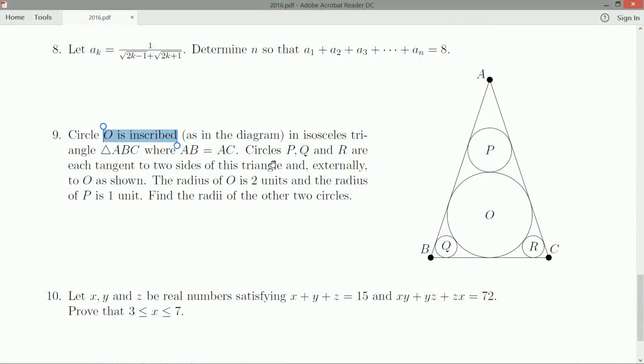Circle O is inscribed, as in the diagram, in isosceles triangle ABC, where AB is equal to AC. Circles P, Q, and R are each tangent to two sides of the triangle, and externally to O as shown. The radius of O is 2 units, and the radius of P is 1 unit. Find the radii of the other two circles.